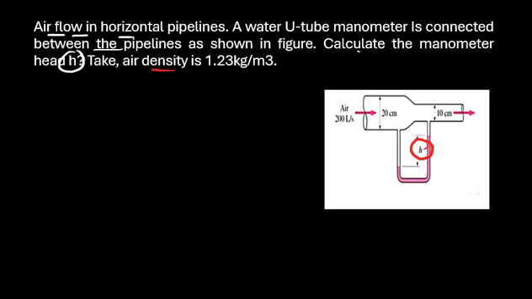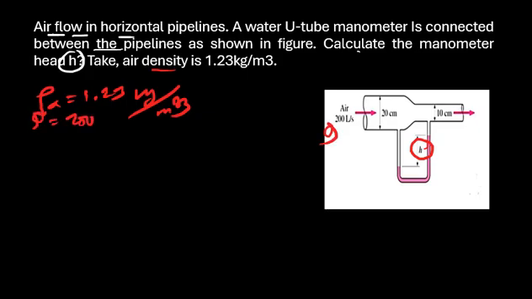The density is given and everything is given, but what is the main point? We have to apply the formula. We know the air density is 1.23 kg per meter cube. This is the air density, and also Q is the flow rate.